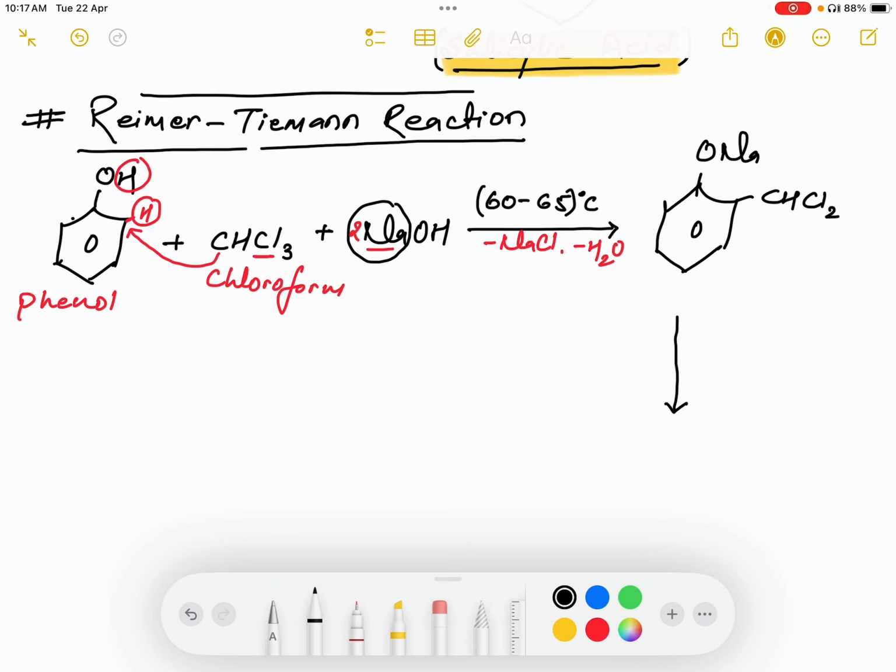This intermediate is further treated with two molecules of NaOH. Again the 2Na will take away the 2 chlorines, and the 2 hydroxyl parts, OH minus, will move and attach to this carbon. The 2Na will be taken away by the 2 chlorines, and there will be the removal of 2 molecules of NaCl.